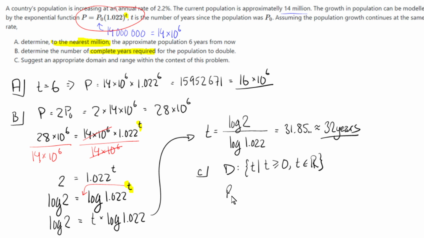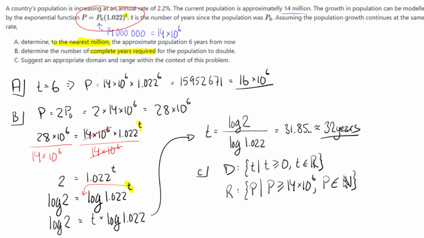The range, the variable here is going to be population size, capital P, such that, according to this model, we start with 14 million, so that's going to be the minimum value, and then it increases. And we don't know what the maximum is. The maximum is obviously not going to be infinity, but within the context of this problem, we're simply going to say that P is greater or equal to 14 million. And as long as it is greater or equal to 14 million, P belongs to the natural numbers.